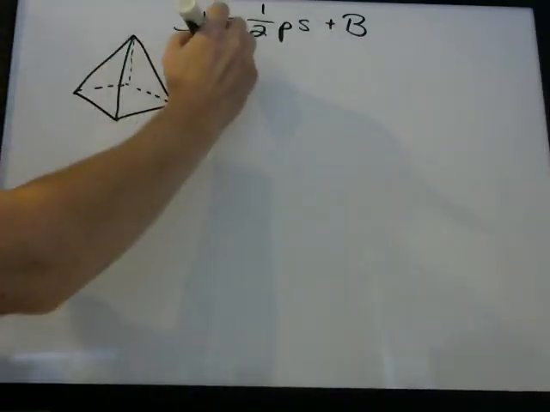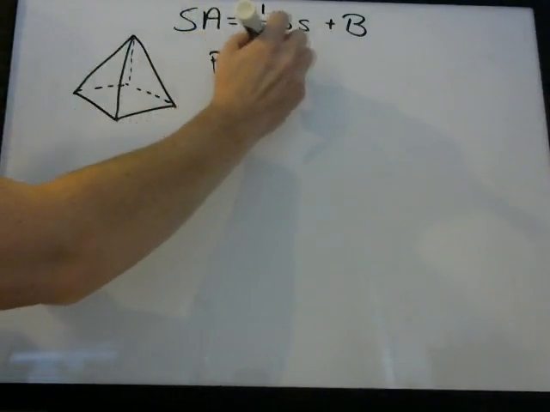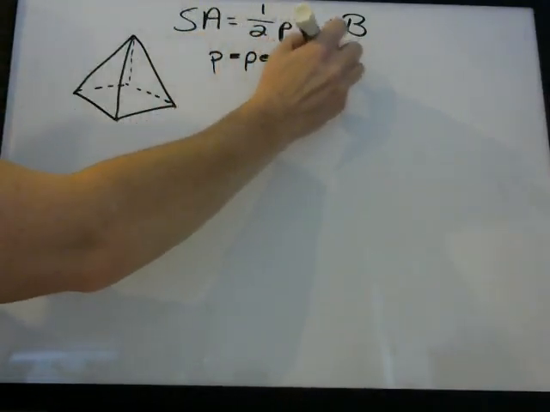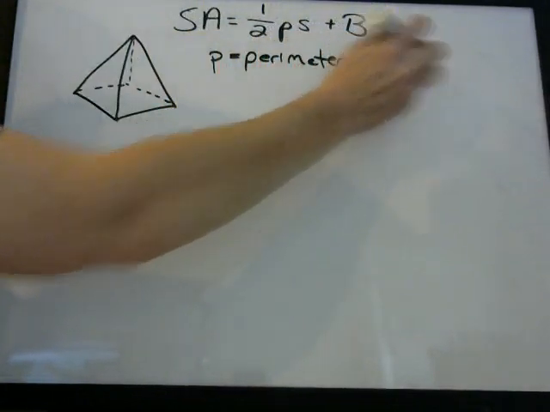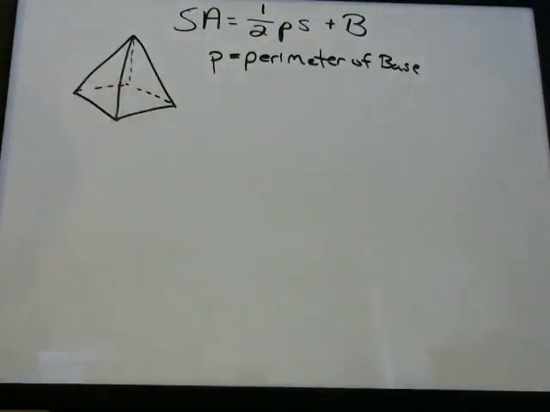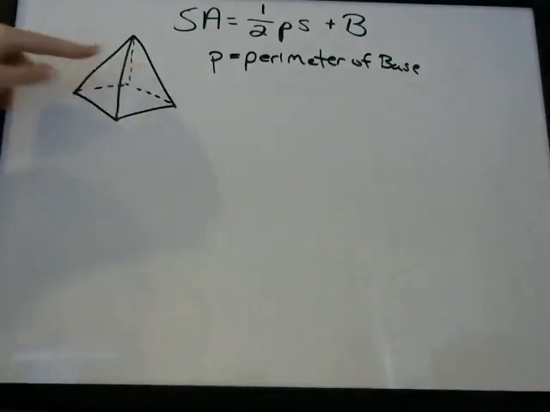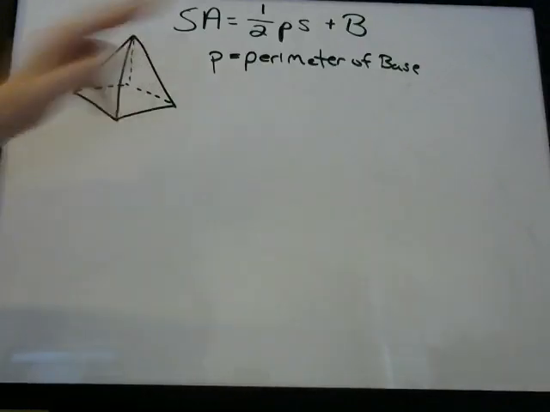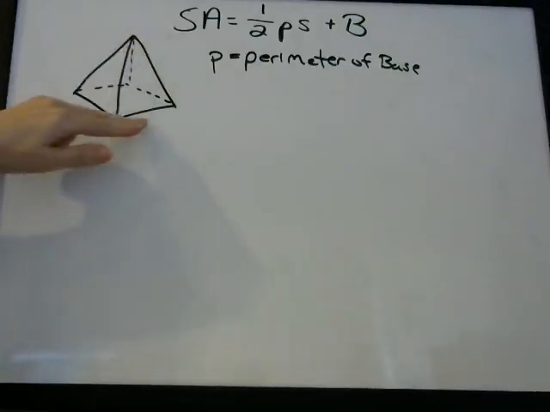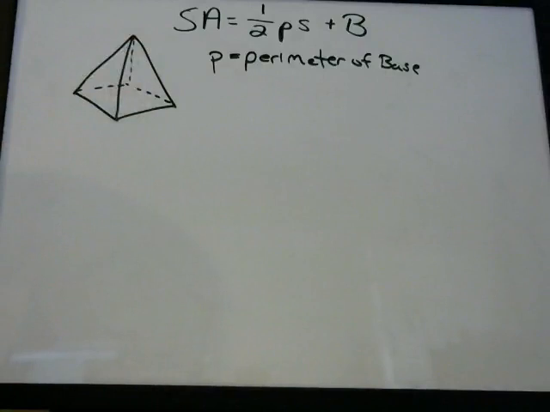So what do these letters mean? P means perimeter of the base. The base, again, is the bottom. So here we have a pyramid. It has four triangular sides and then a square on the bottom. This formula means that all the sides in the base are always going to be the same. So in this case, it's going to be a square.